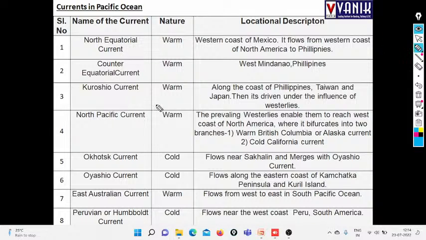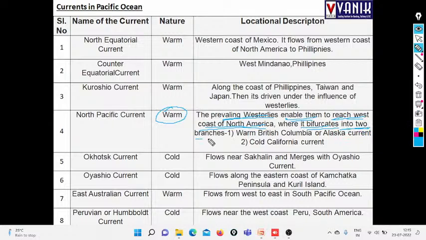Okay, next, the North Pacific current. This North Pacific current is a warm current. The prevailing westerlies enable it to reach the west coast of North America, where it bifurcates into two branches.